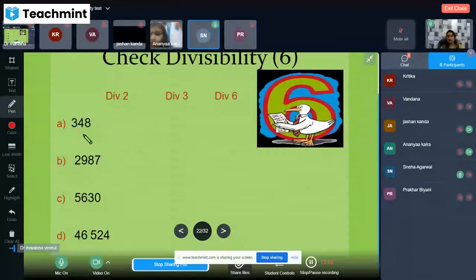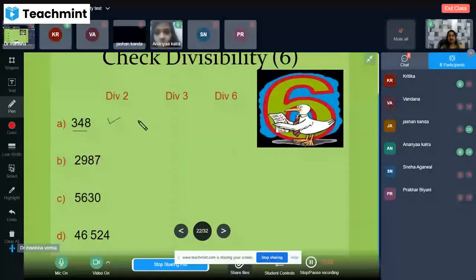Okay. Now let's take an example for divisibility test for 6, right? Let's see this number. Now, is this divisible by 2 or not? Yes, it is divisible by 2, because the units digit is 8. It is an even number, so it is divisible by 2.